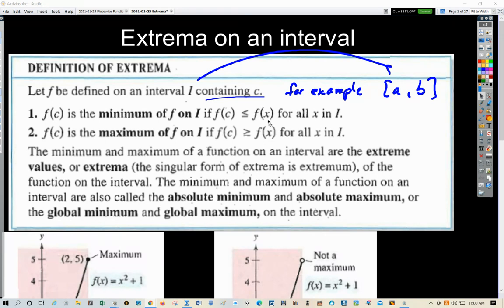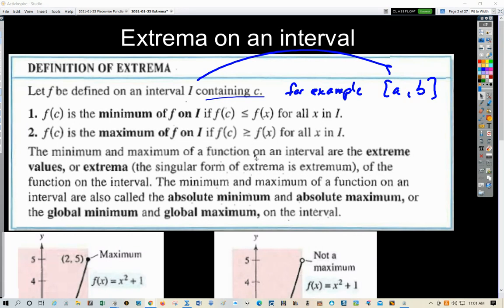So as long as for every value of x in our interval, f of c is less than or equal to f of x, then that makes f of c a minimum, right? And that makes sense. In other words, it's the lowest point on the function on this interval I. And what's interval I? Well, we could say, for example, it's the closed interval from a to b. So x is greater than or equal to a and less than or equal to b. F of c is a maximum on this interval if for every value of x in this interval, f of c is greater than or equal to f of x. In other words, it is the highest point, or it's tied for the highest point, right? Then that makes it a maximum.